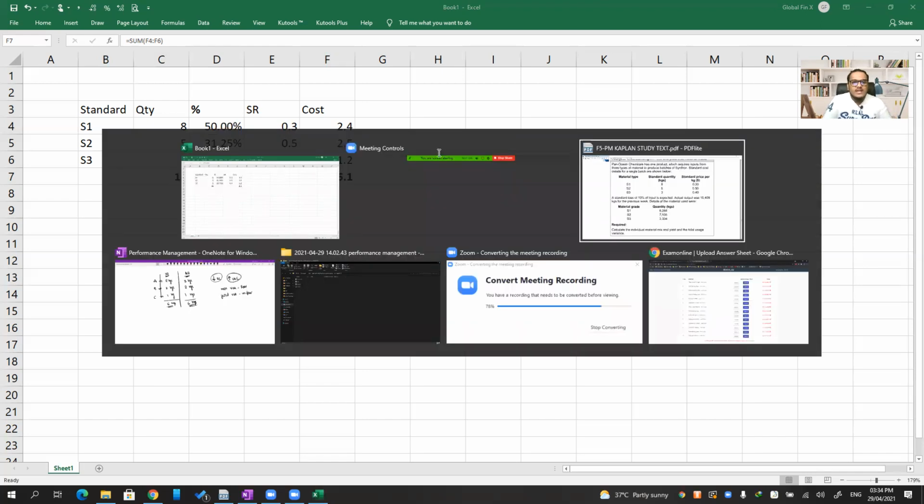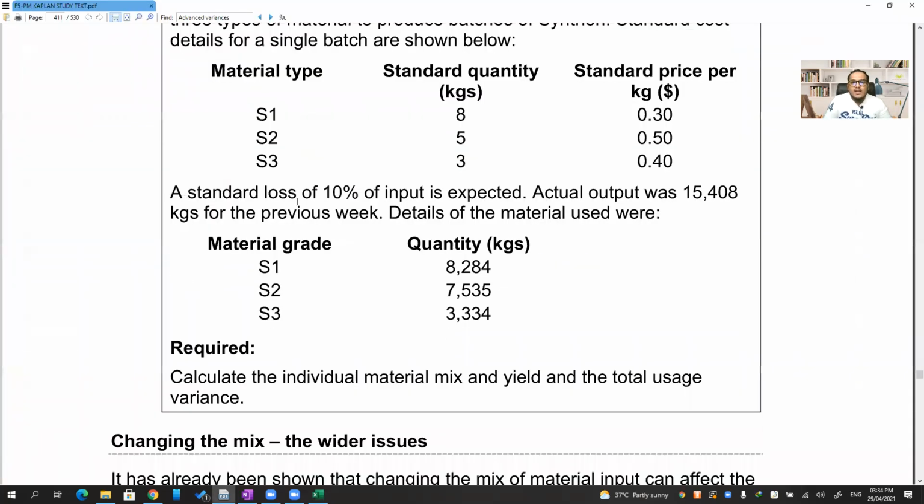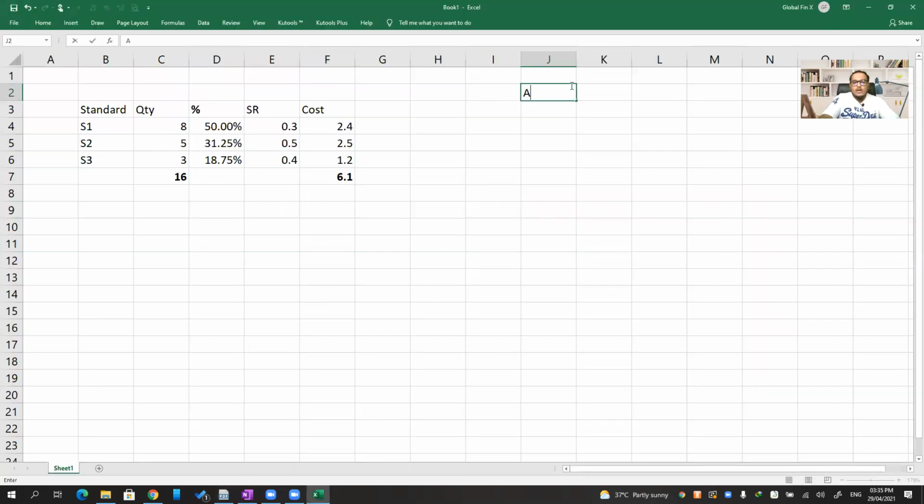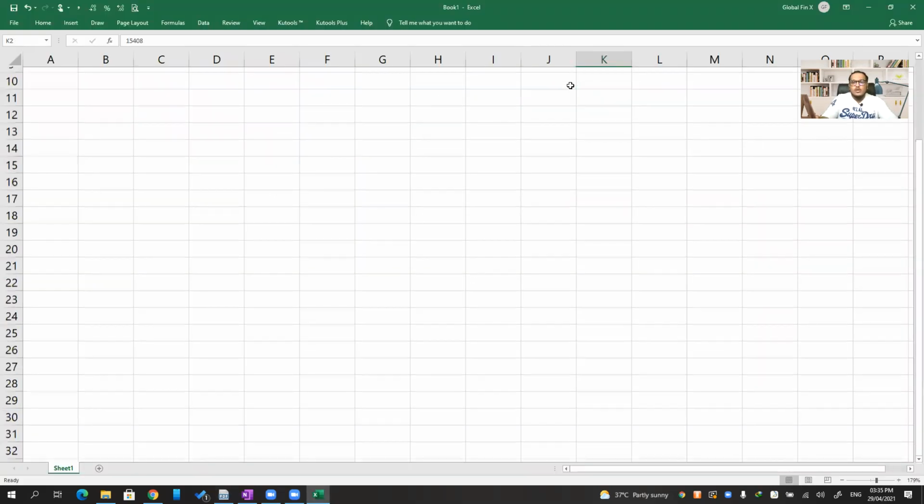So next one is that a standard loss of 10% of the inputs is expected. So whatever raw material we are inputting into the system, 10% of that will be normal loss itself. And actual output was 15,408 kgs for the previous week. I'm going to write that aside somewhere. Actual quantity is how much? 15,408 is the actual quantity.